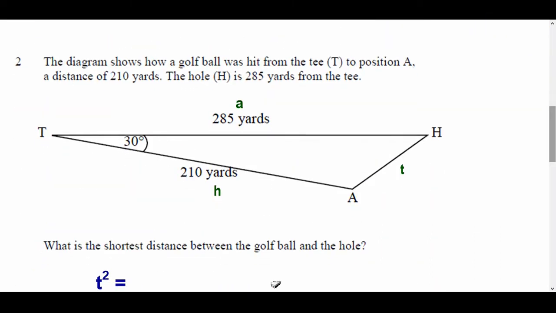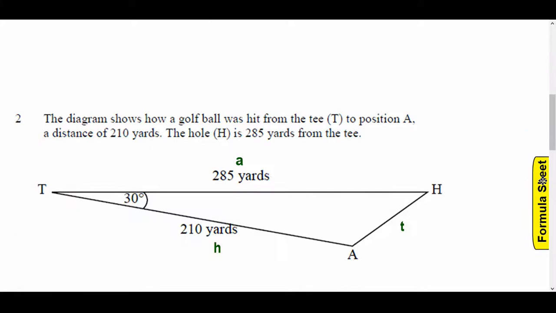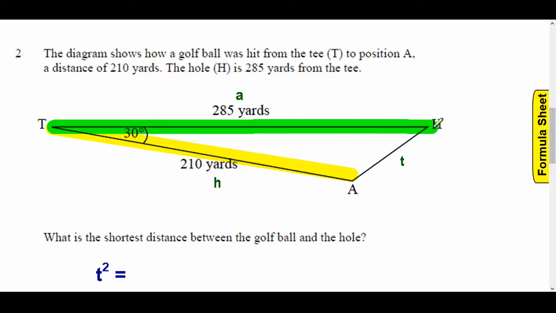Right, let's look at question 2. Now I'll bring the formula sheet down with us so we can have a look at that as well. Right, so question 2: the diagram shows how a golf ball was hit from T to position A. So somebody's hit a golf ball and it's gone like this to there. The hole is actually in that direction. There's the T to the hole. So if they were trying to get a hole in one, they'd hit it in that direction.